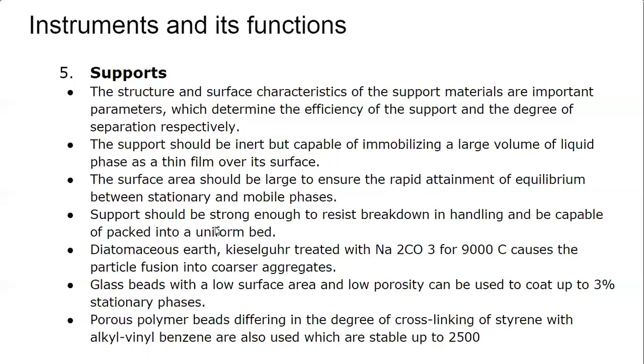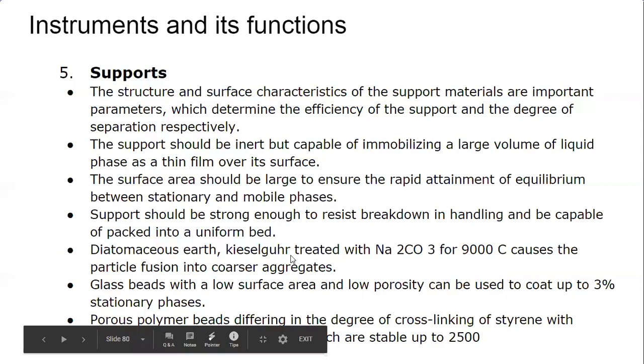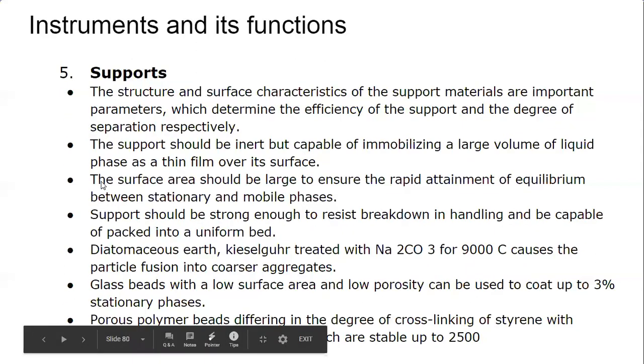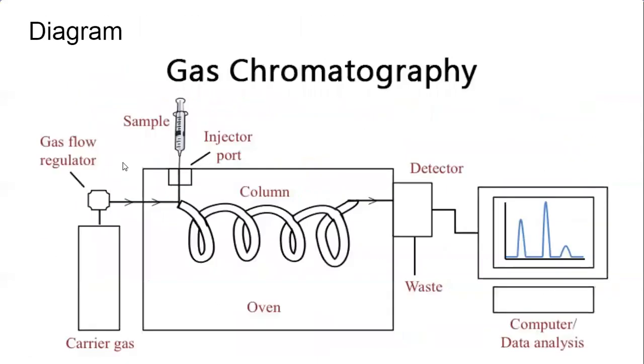So it should be strong enough to resist the breakdown. Breakdown means that when we apply more temperature, it should not break down. Moreover, while applying, we are supposed to apply a uniform continuous thin film over the inside of the column. Okay, so these are the common factors.